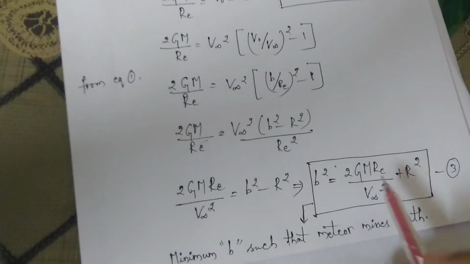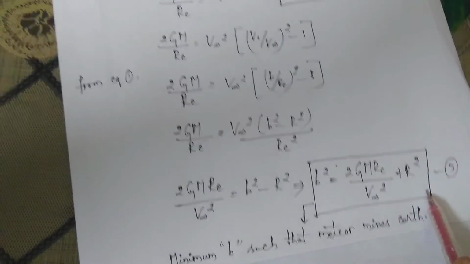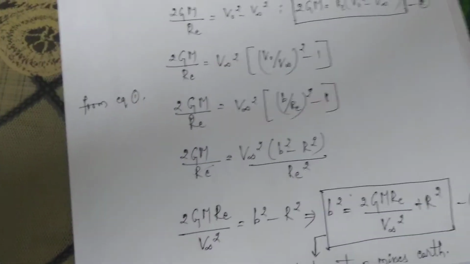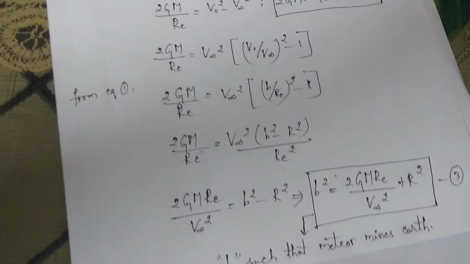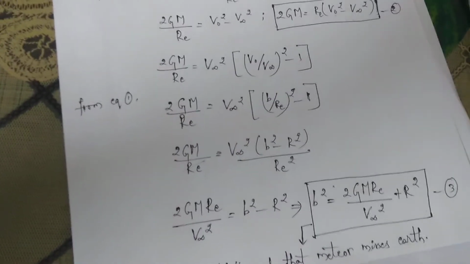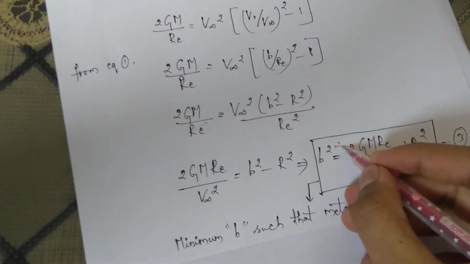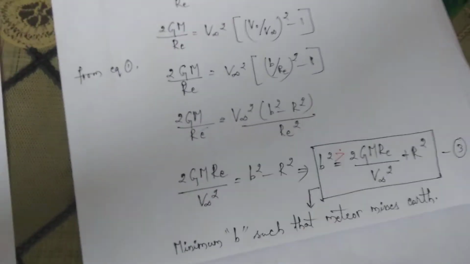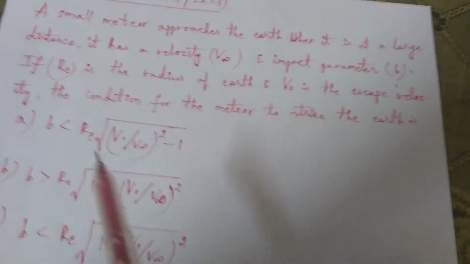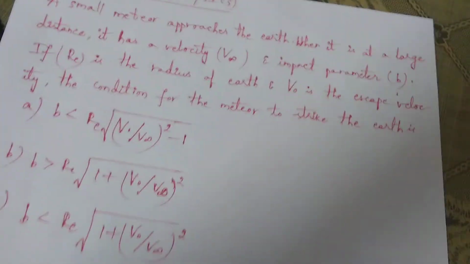If the impact parameter is like this, the meteor will just graze the earth, and it might or might not strike the earth. It might miss the earth completely if the impact parameter is greater than this quantity. If it is greater than this quantity, the meteor will completely miss the earth and travel along this path. But if the impact parameter is less than this quantity, the meteor is going to strike the earth, and that is what the problem is asking, the condition for the meteor to strike the earth.